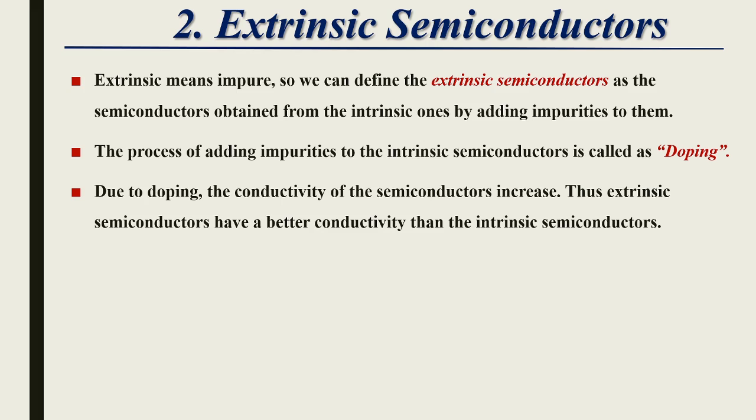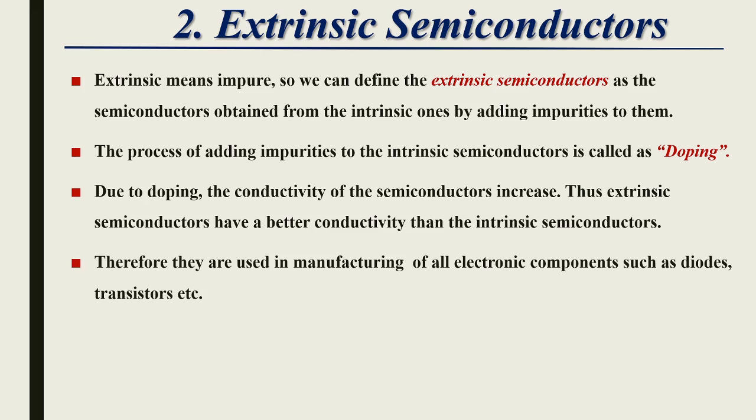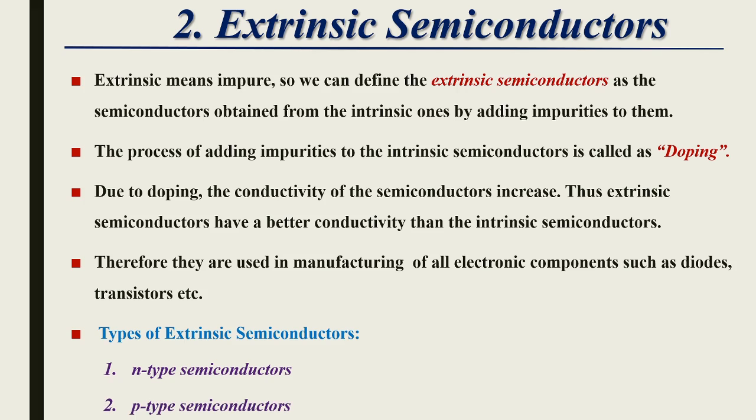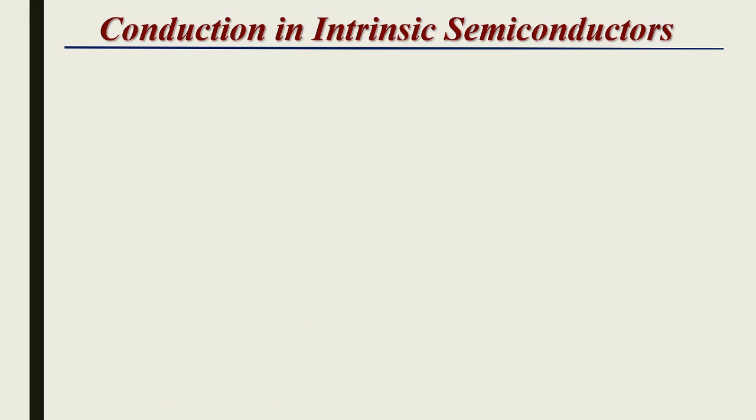Thus, extrinsic semiconductors have better conductivity than the intrinsic semiconductors, and therefore they are used in manufacturing of all electronic components such as diodes, transistors, op-amps, etc. So the types of extrinsic semiconductor materials are nothing but the N-type semiconductor materials and P-type semiconductor materials.